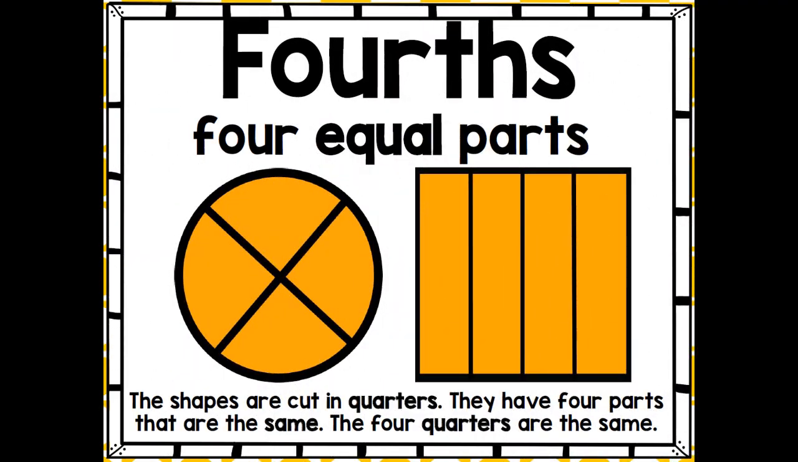Fourths. So if thirds was 3 pieces, fourths is 4 pieces. Fourths means 4 equal parts. These shapes are cut into 4 equal pieces. We also call 4 equal pieces quarters. So these shapes are cut into fourths or quarters. They have 4 parts that are the same. The 4 quarters are all the same size.